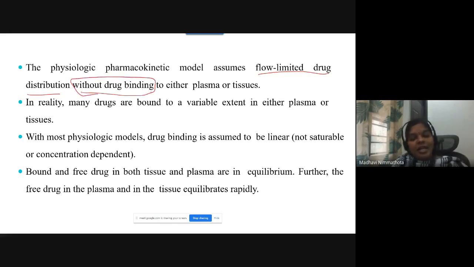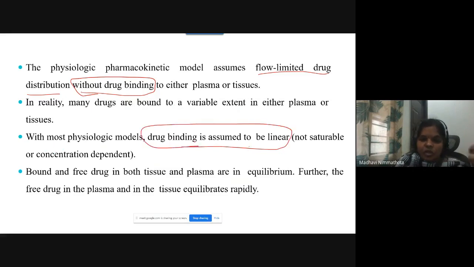The physiologic pharmacokinetic model assumes flow-limited drug distribution without drug binding. So here it is taking into consideration only the flow, not the drug binding. Your drug may bind to plasma proteins or other ligands, but this model is without drug binding; it only considers flow. In reality, many drugs are bound to a variable extent in either plasma or tissues. With most physiological models, drug binding is assumed to be linear. So this physiological model will be applicable.